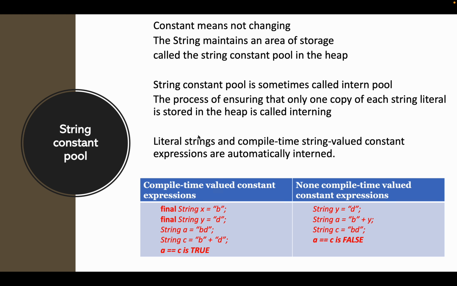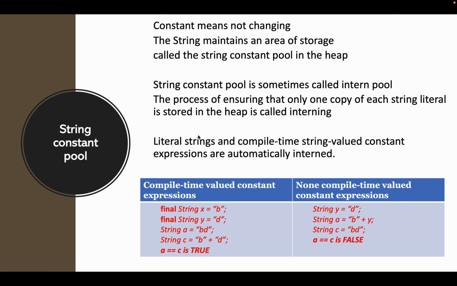Before defining the string constant pool, it's important to explain what a constant is. In any language, a constant means that a variable or a field cannot be reassigned once it has been assigned. That's the whole thing. You can almost confuse this with immutability, but with immutability we are saying the state cannot change. So the string class maintains an area of storage called the string constant pool in the heap.